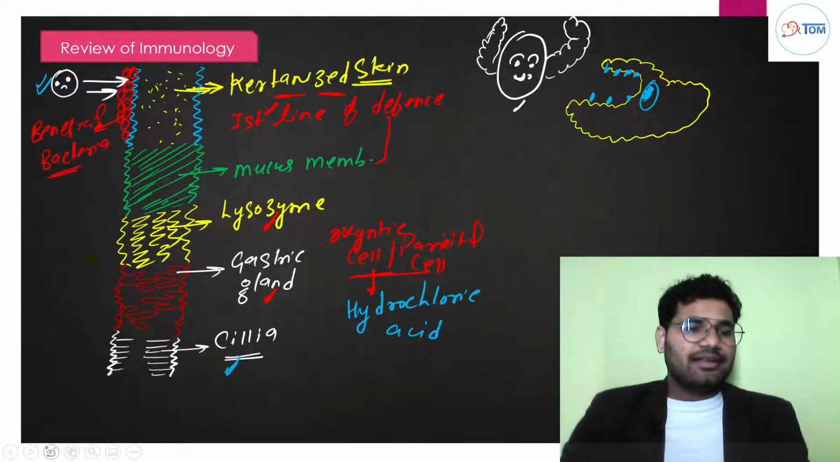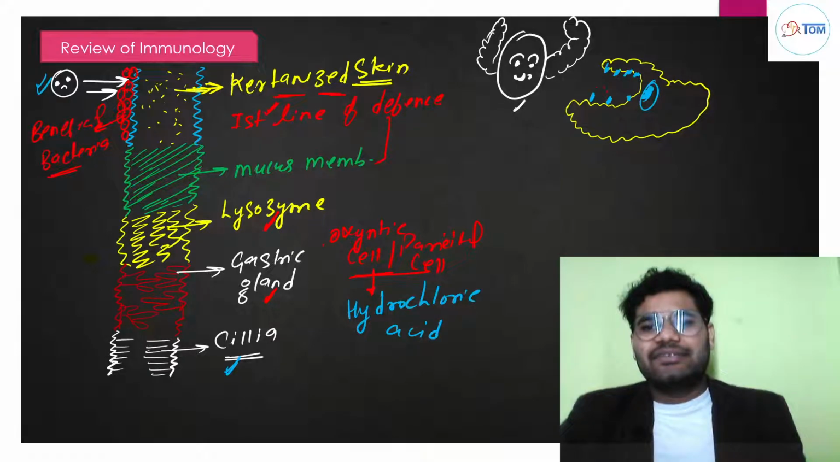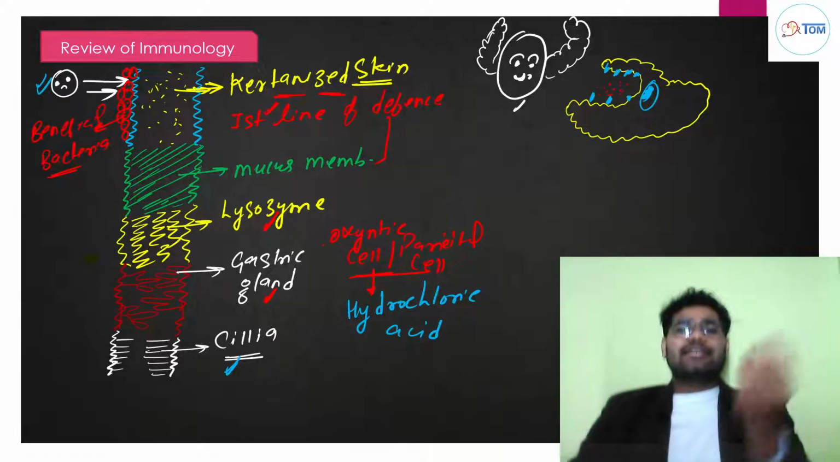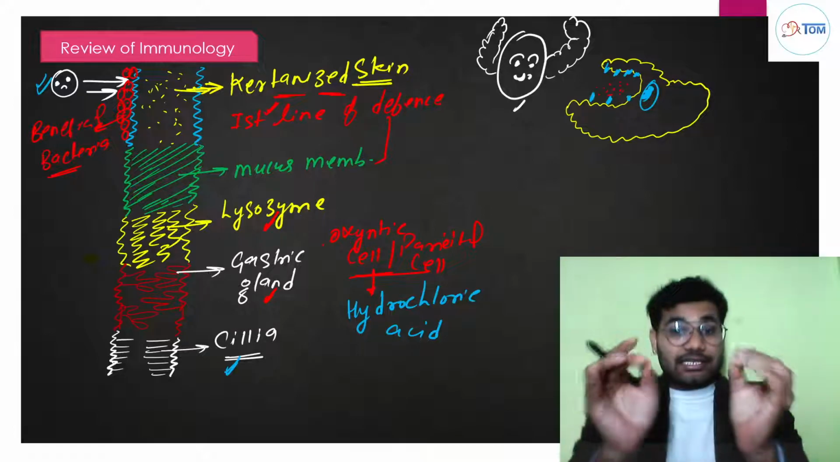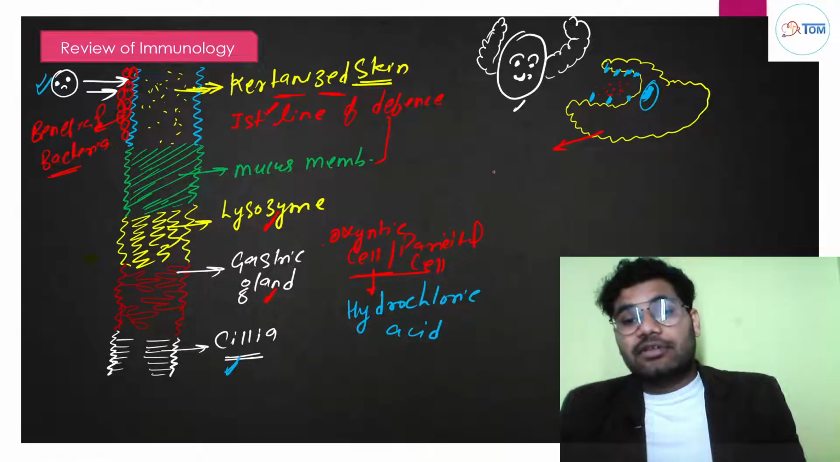Let me make the blood as well. So these are bloody teeth. Why? Because they have already eaten a lot of pathogens. This is what we are going to study now, that the third line of defense we have is the cellular barrier.